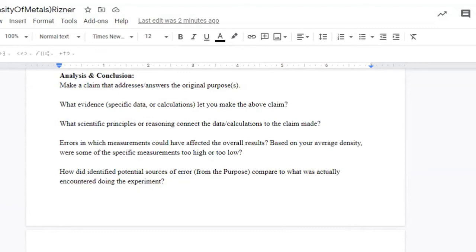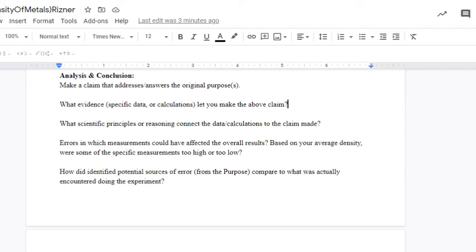Now last, we're going to look at the analysis and conclusion. So the claim that addresses the original purpose. The original purpose you could have stated if it was to look at the relationship between mass and volume and density of different pieces of the same material. Your claim could be that the mass and volume are directly related or have a direct linear relationship. So as one gets larger, so does the other. The density was constant for all the pieces of the same material.